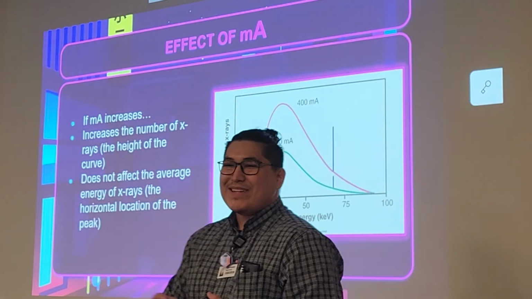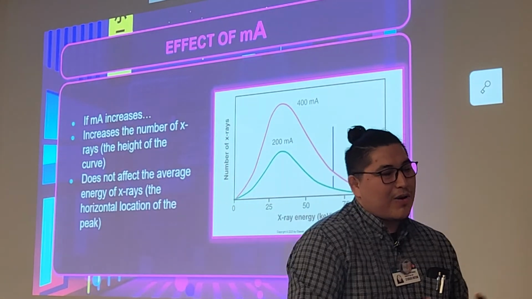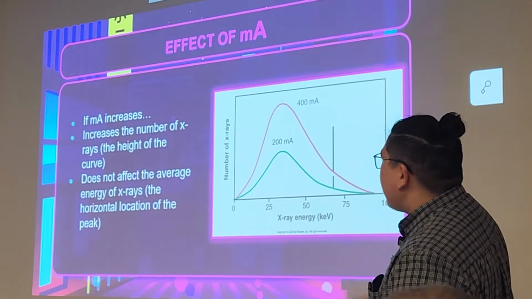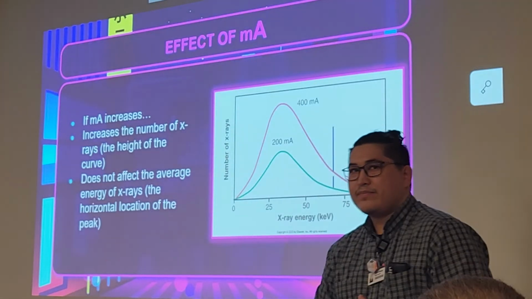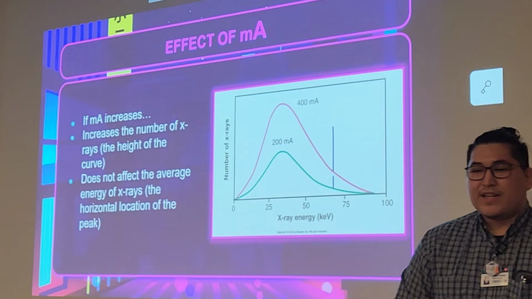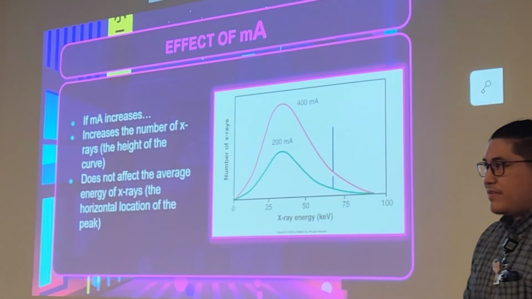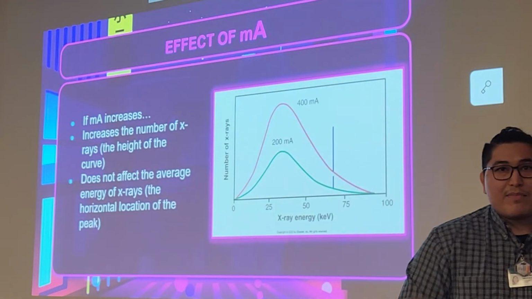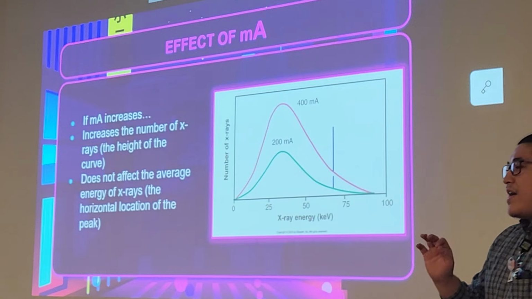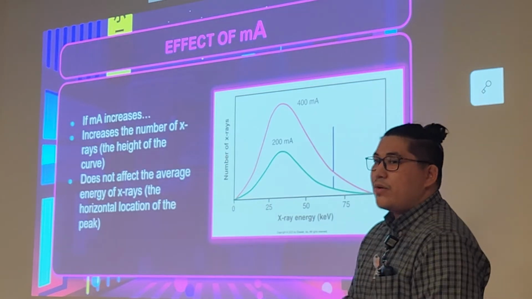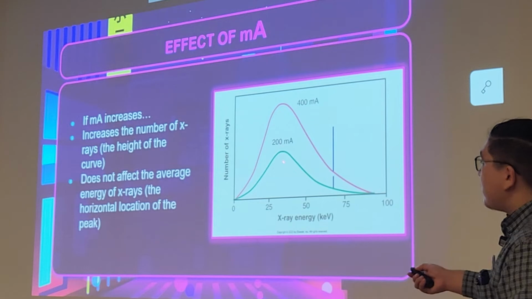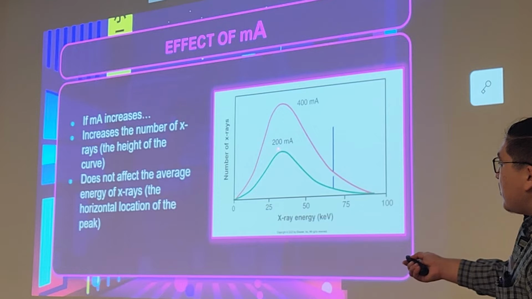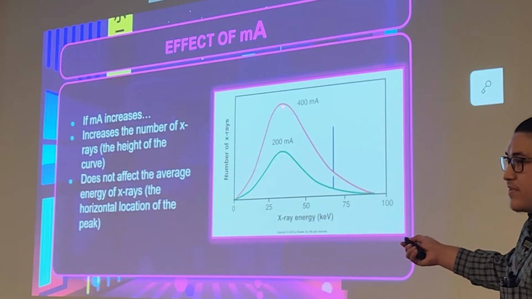So we mentioned some things that affect the quantity and quality of the beam. This is how we visualize that. For example, this is the effect of mA. If the mA increases, it's going to increase the number of X-rays. It does not affect the average energy of the X-rays, so it would not have any effect on the quality of the beam, only the quantity, which is why the peak energy is not moving. It stays in the same area, only the number of X-rays will increase.